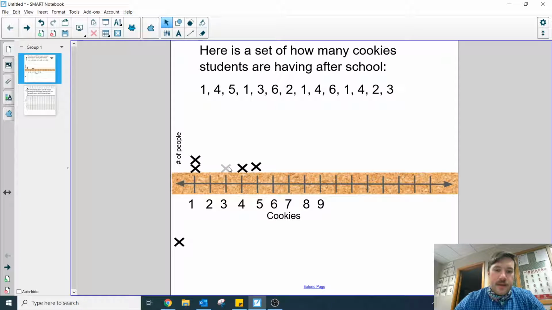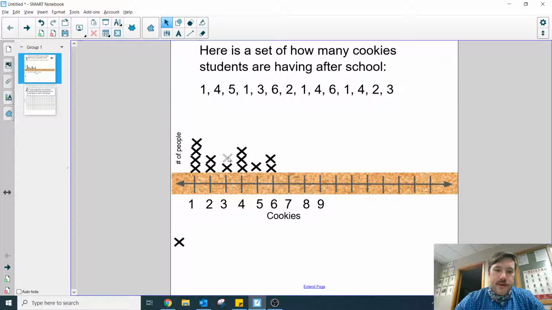Then 3. You notice that in my data set they're not in order, but I'm putting them in order in my line plot. So 6, then 2, then 1, then 4, then 6 again. So I'm putting all of these values that I see here in my line plot. So 2 and then 3 is my last one.